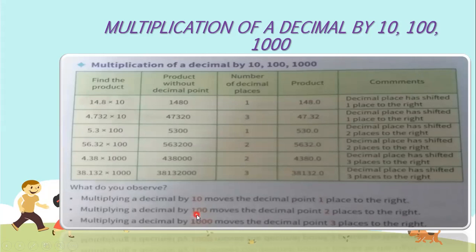Okay. So now, overall, by observing this, what did you observe? Multiplying a decimal by 10 moves the decimal point 1 place to the right side. If you are multiplying any number with 10, only 1 place it will move from the right side. In the same way, if you are multiplying with 100, 2 places will move to the right. Same way, with 1000, if you multiply, 3 places to the right it will move. So this is the way you will multiply with 10, 100 and 1000.